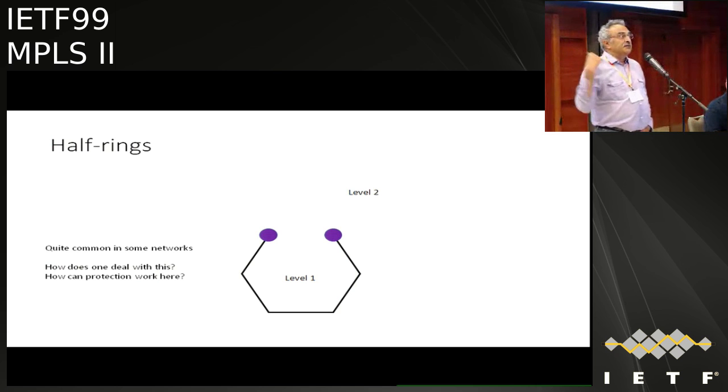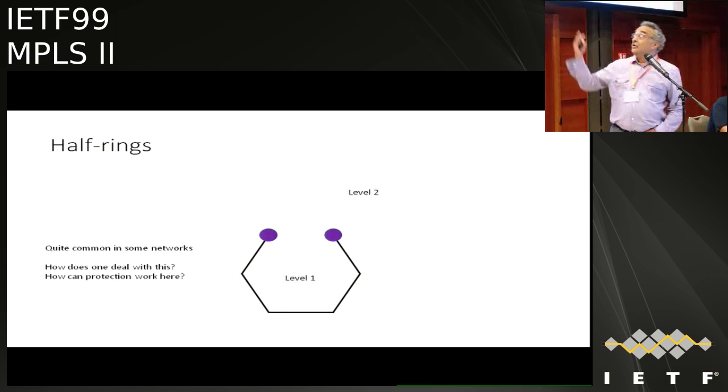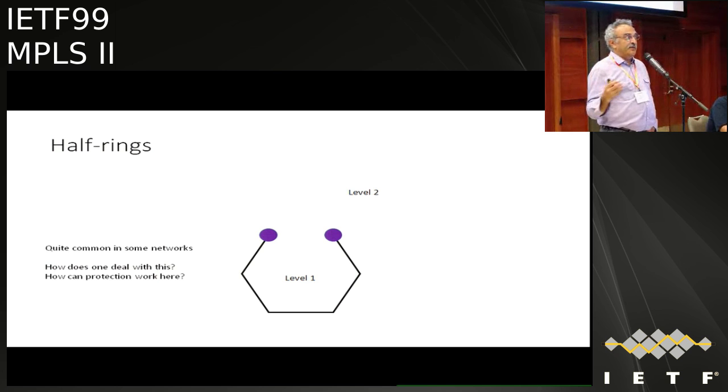So the thing that we want to say here is half rings are common enough that even though they're not a ring and even though they have trouble, Greg suggested we can do the virtual links. We've thought about that, but you also need the physical connection so that you can do the protection in the data plane. Is that an interesting topic for RMR as a technology?